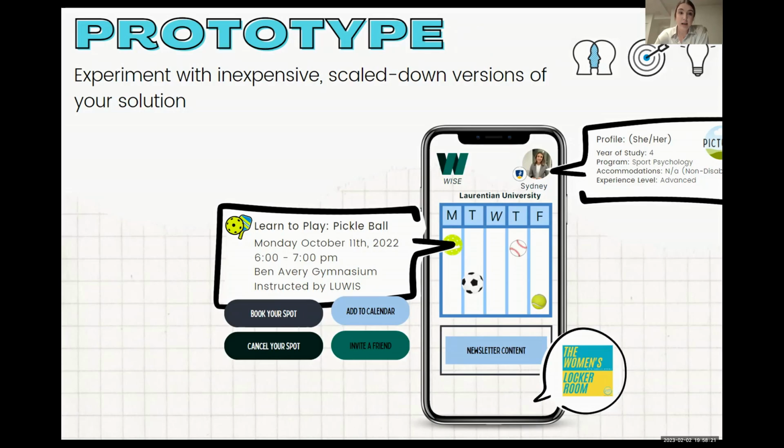If you did need any type of modifications or accommodations, it would be in your profile. So this would be something that's integrated throughout the whole university. Each different department could put what events they have running in this app, was our idea behind this.